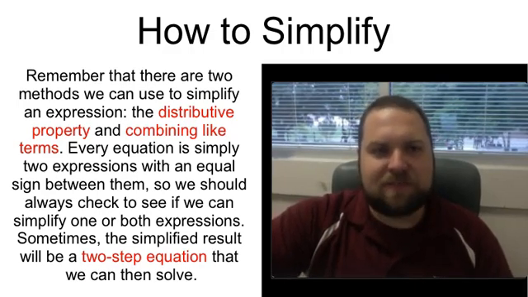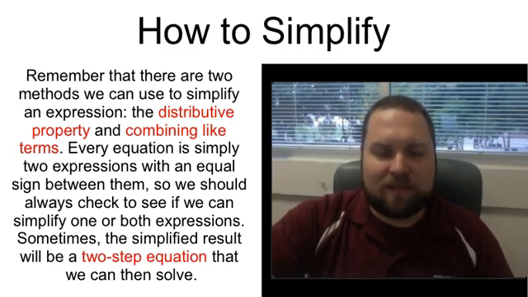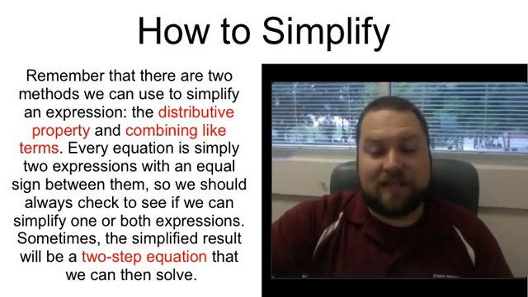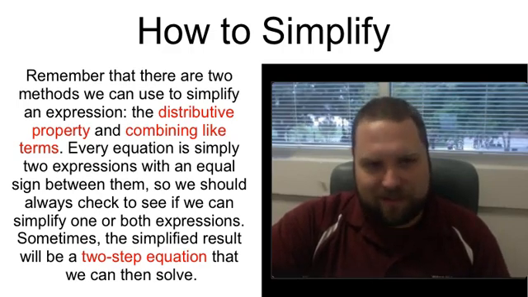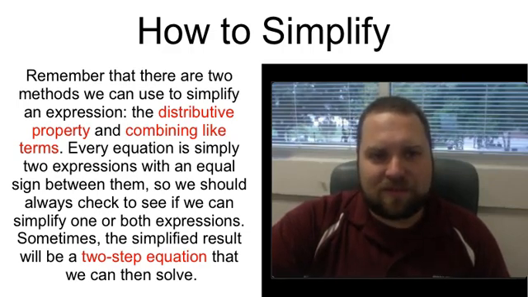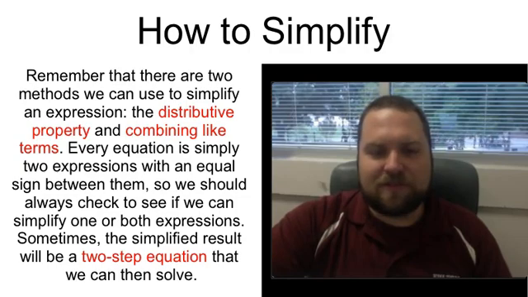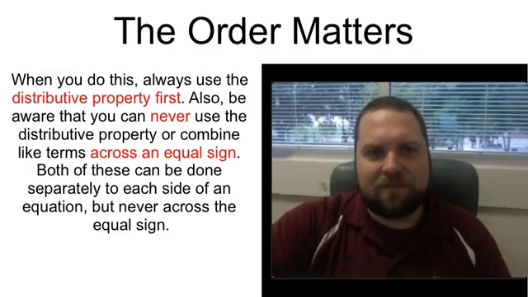We have two techniques for simplifying. We can use the distributive property, or we can combine like terms. An equation is really just two expressions with an equal sign in between them. And if you're remembering this properly, the distributive property and combining like terms can only be used on an expression, not an equation taken all together. So I can take the two expressions, the one on the left side of the equal sign and the one on the right side, and simplify both of those. And sometimes, not always, when I simplify, I'm going to end up with a two-step equation, which I then know how to solve.